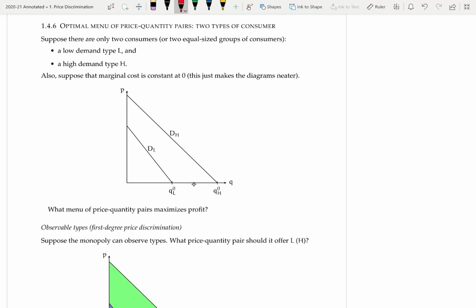Now these quantities are the efficient quantities, because here we're going to assume that the marginal cost is zero. And this assumption is just to make the diagrams neater. It means we don't have to draw a marginal cost curve up here and have that cluttering up the diagram. So Q0H is the efficient quantity for type H consumers, and Q0L is the efficient quantity for type L consumers. And these would be the amounts the monopolist would sell under first degree price discrimination to each type of consumer.